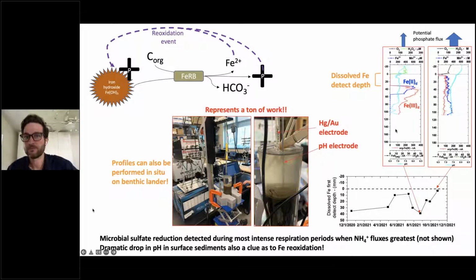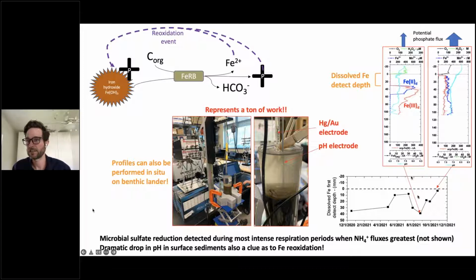So just showing you briefly how we did this, and I'm happy to talk about this more afterwards. We use a technique called voltammetry, and we use a custom fabricated gold electrode that we form a mercury amalgam on it. And then we can slowly insert that into the sediments. We also use a pH electrode right next door. And so we can get these high resolution depth profiles.